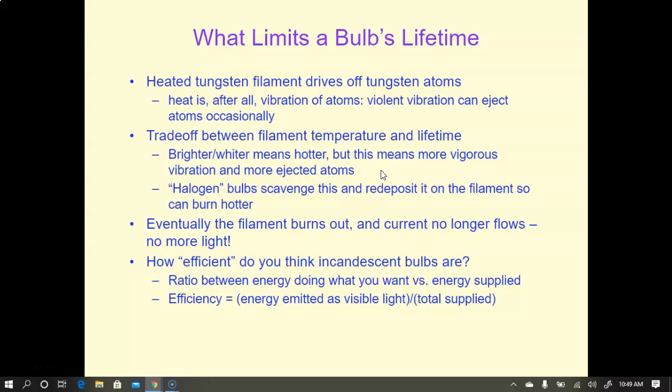Some of the newer light bulbs, like the halogen bulbs, are actually able to last a lot longer because they will be able to take some of those atoms that are being booted out and get them to redeposit back onto the filament. So they're kind of being recycled over and over, and therefore they can end up burning hotter and lasting longer at the same time. They're also, as a result, more expensive, but it's one of those you get what you pay for situations.